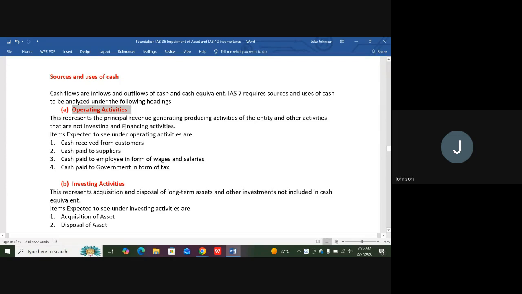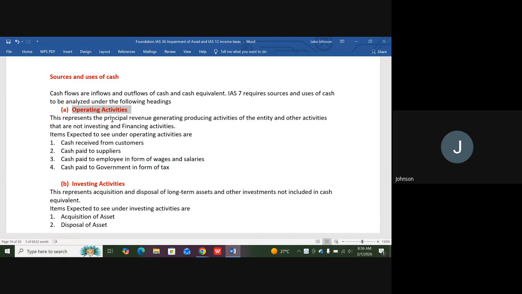So if you want to finance a project, you can go to the bank to borrow money. We're not talking about loans that you're collecting. We're not talking about investment that you're making. When we talk about operating activity, we are only talking about those daily, principal revenue generating activities that you carry out, which is like you sell, you buy, day-to-day activity.